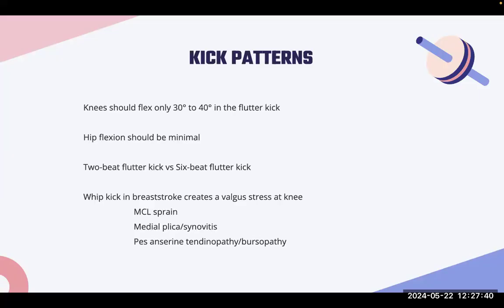The Finoff book didn't really go into detail about the differences between these, but they just said these are 2 types of kick patterns. There is a whip kick in breaststroke, and that creates a valgus stress at the knee. So you can see a lot of medial knee issues such as MCL sprains or pes anserine tendinopathy.